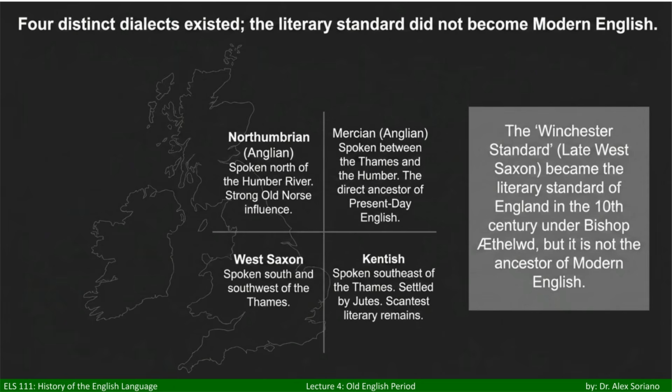West Saxon was spoken south and southwest of the Thames, and Kentish, southeast of the Thames, was settled by the Jutes and survives in the scantest literary remains of all four. The gray box gives us the twist.